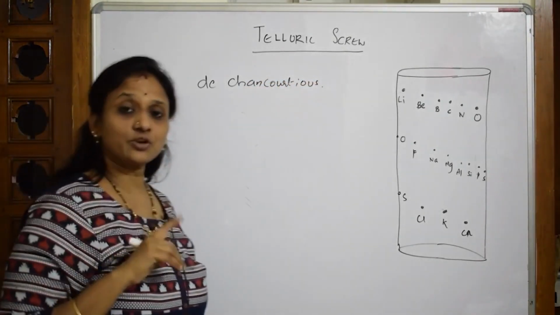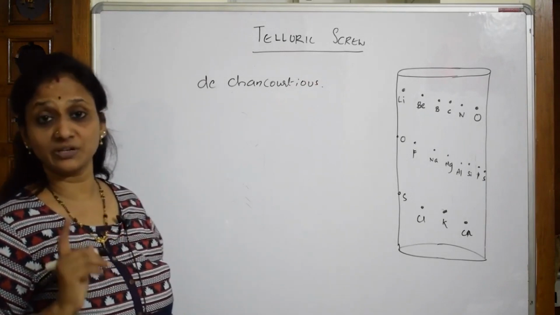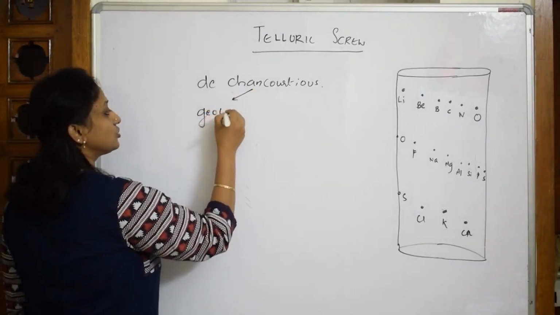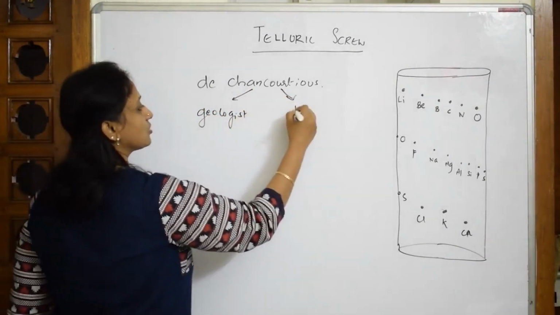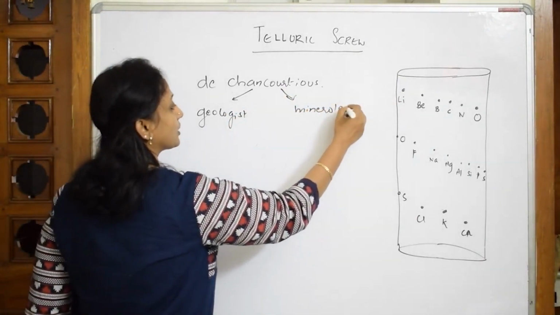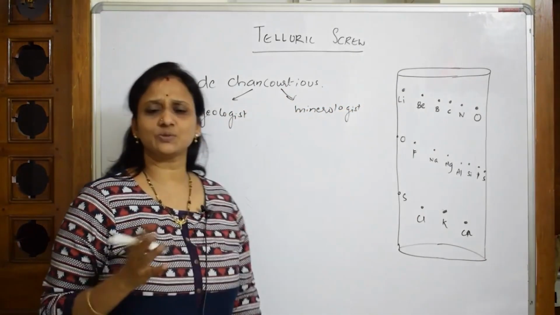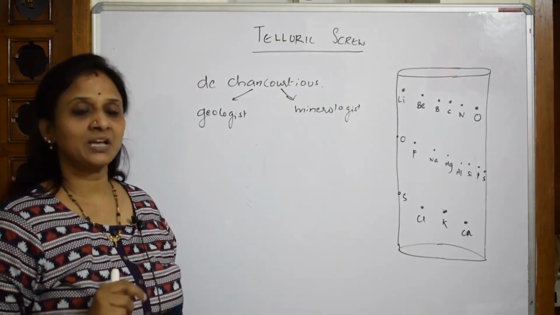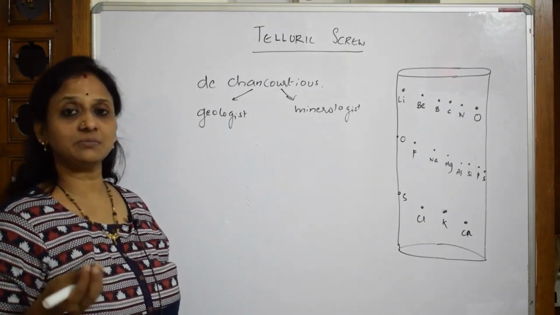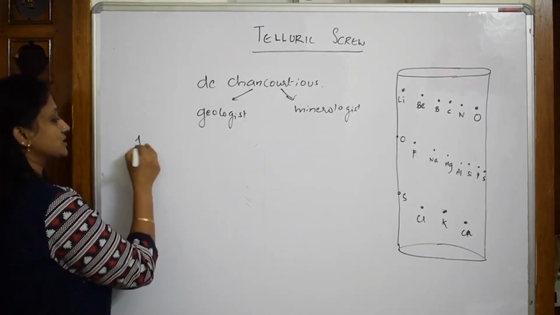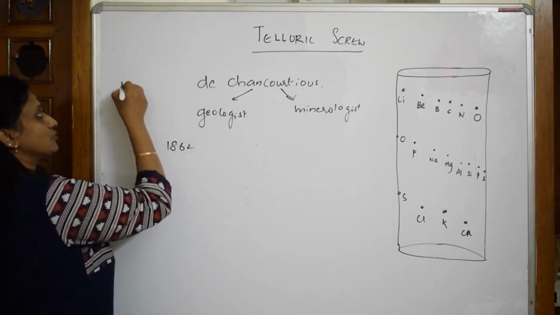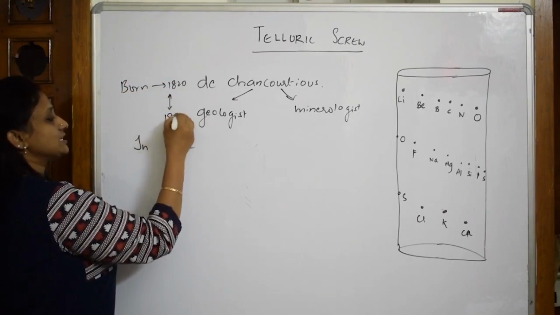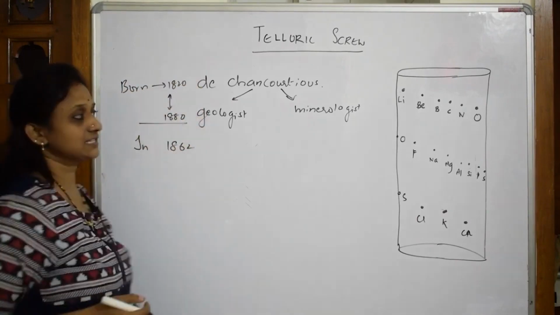So basically, De Chancourtois was a geologist as well as a mineralogist. This is his profession. He was born in almost 1820, and he died in 1880, just about 60 years of life. So he gave us this table in the year 1862. Within this period, from 1820 to 1880, he has given us this list.